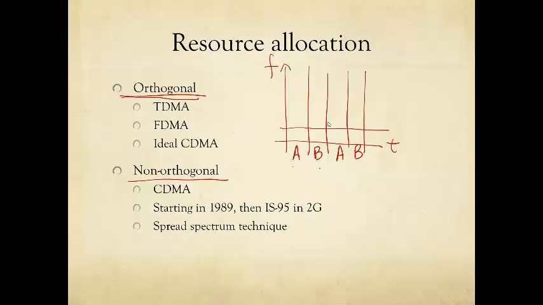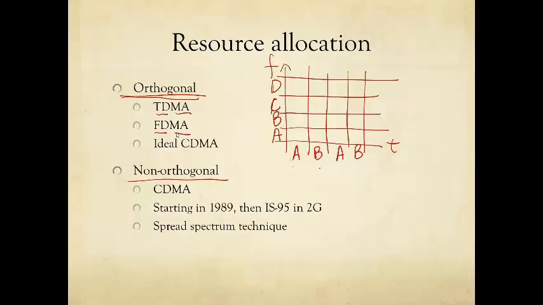Or I can chop up the frequency dimension into different frequency subbands and say, Alice take this subband, Bob take this subband, and so on. Now this is called orthogonal resource allocation, either time division multiple access or frequency division multiple access.